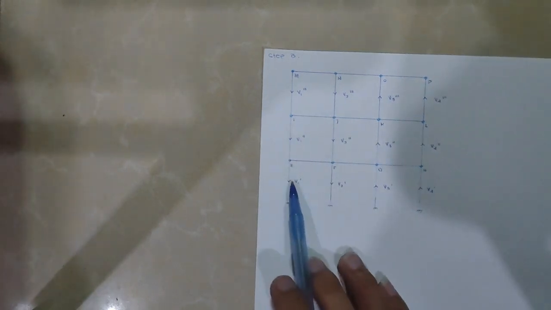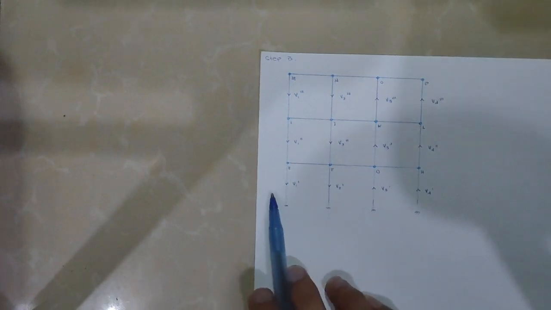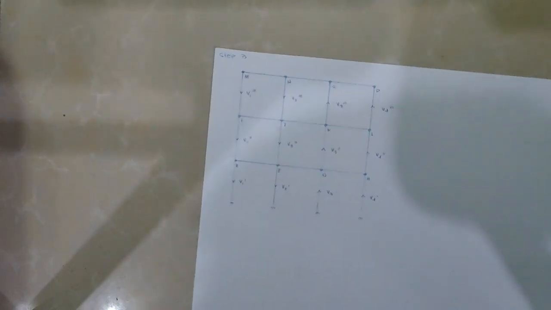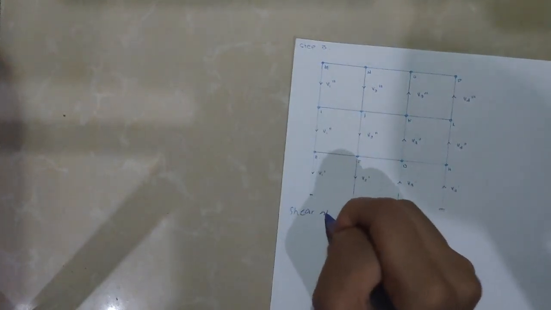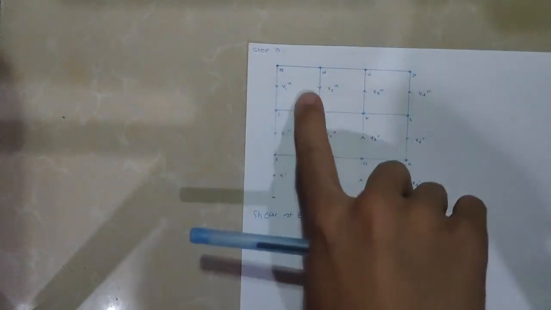So let us remember that when we get the shear at point E, an arrow pointing away from the point is negative, and an arrow pointing at the point is positive. So moving on to the shear at E. Shear at E is equal to V1, positive since it is pointing at E.